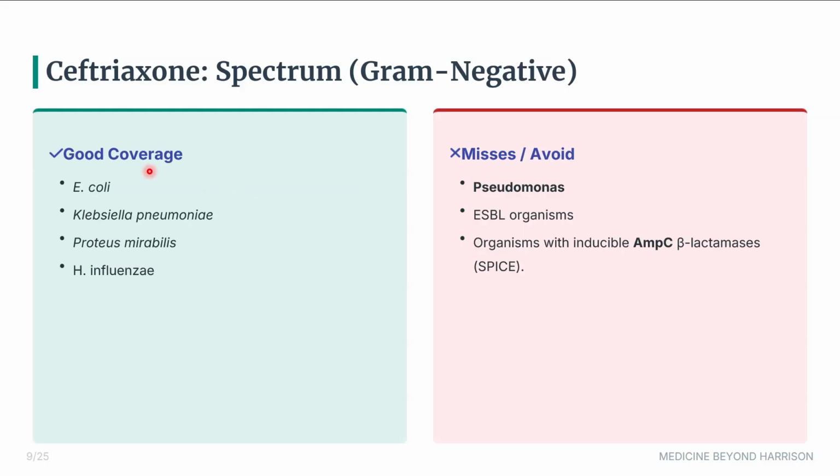Among gram-negatives, it has good coverage, except it misses Pseudomonas, ESBL organisms, and AmpC beta-lactamases. That is the SPACE organisms. If you are new to this channel, do check out the infectious disease playlist. In the fourth video of that series, we have discussed in detail the AmpC mechanism of resistance. So it has very good coverage of E. coli, Klebsiella pneumoniae, Proteus mirabilis, and H. influenzae.